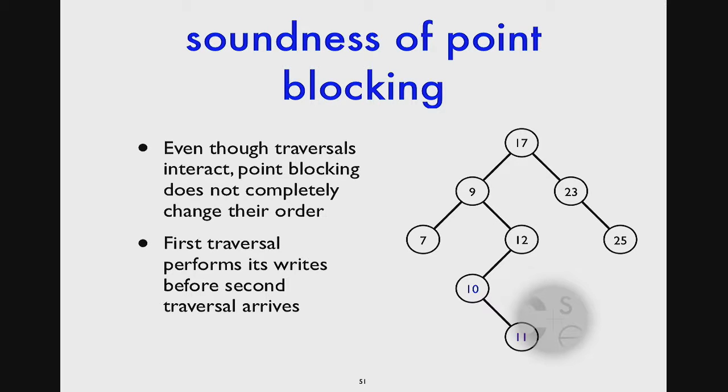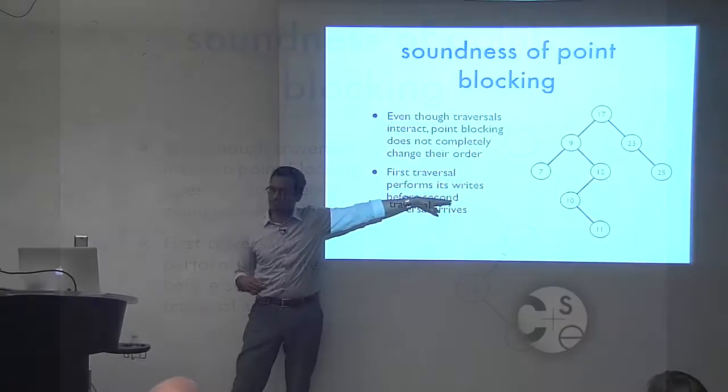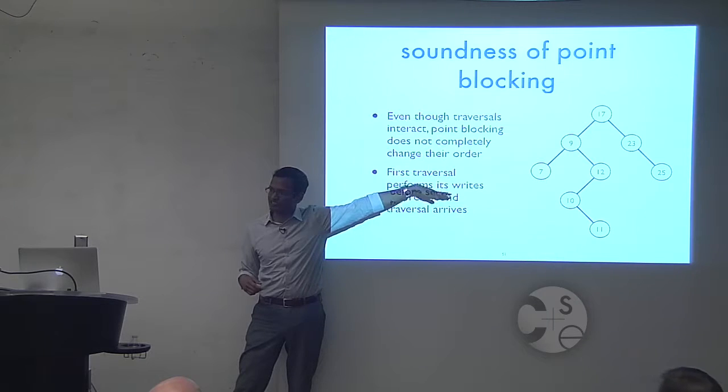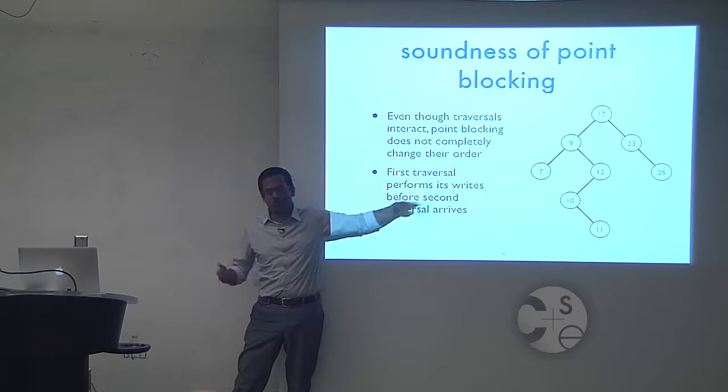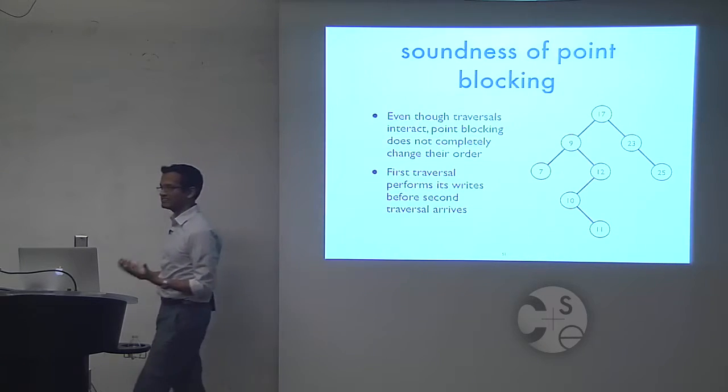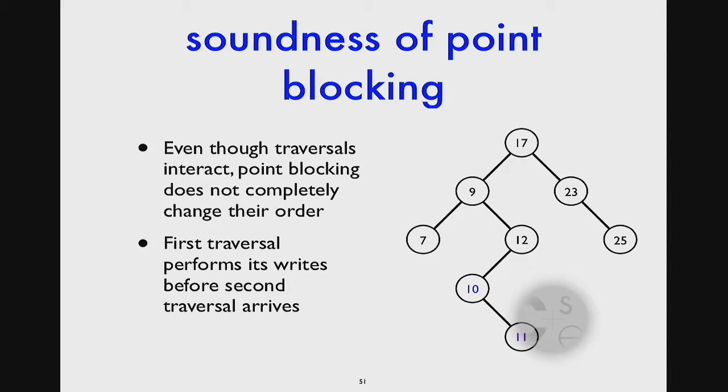What has happened here is that the first traversal, the traversal that inserted 10, performed its writes right before 11 actually needed to see that information, and so everything worked out fine. I got exactly the right behavior. I got exactly the same tree, even though the traversals interact with each other.